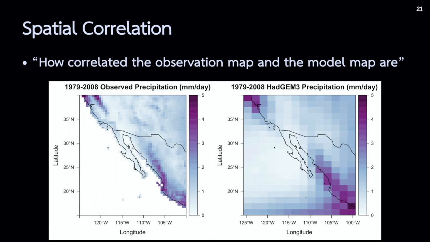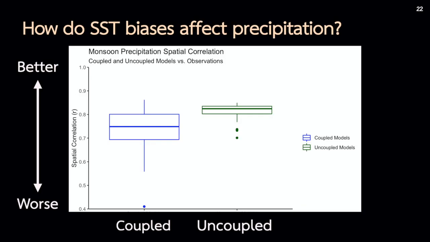On the left map here, we have the observed precipitation. On the right map, we have one of the model's precipitation. The spatial correlation measures how correlated these two maps are, so the higher the spatial correlation, the better the model. And from this plot, you can clearly see that the uncoupled model is better because it is higher in spatial correlation and it is more consistent.